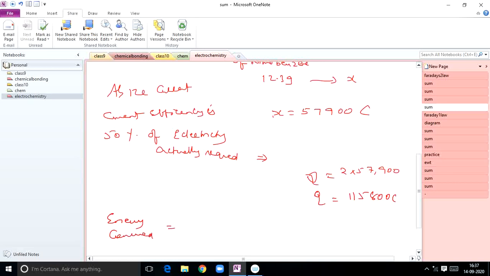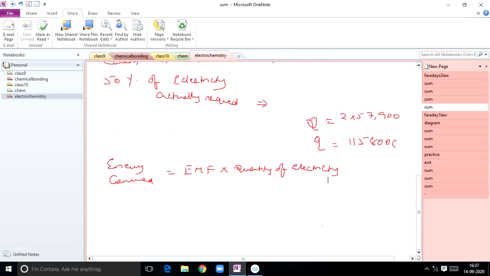So here energy consumed is equal to EMF into quantity of electricity. So here EMF is 3, into 115800. So finally we will get 347400 joules.